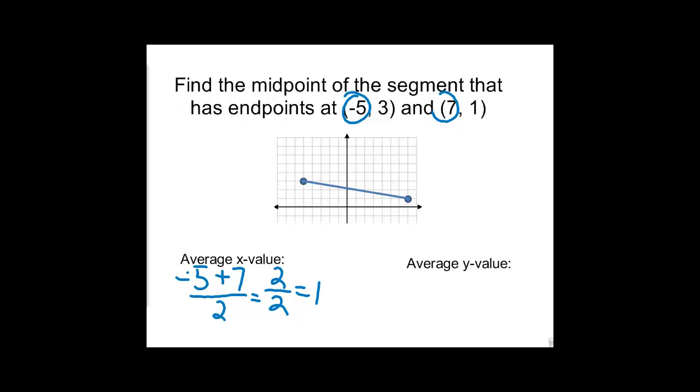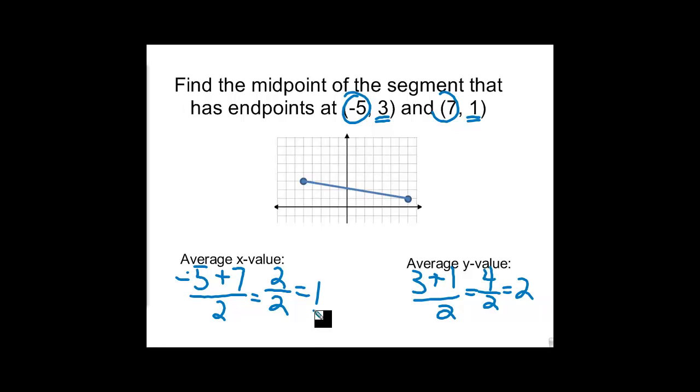To get the average y value, we'd have to average up the 3 and the 1. Add them up, divide by 2. 3 plus 1 in most states is 4. Divided by 2 gives you 2.